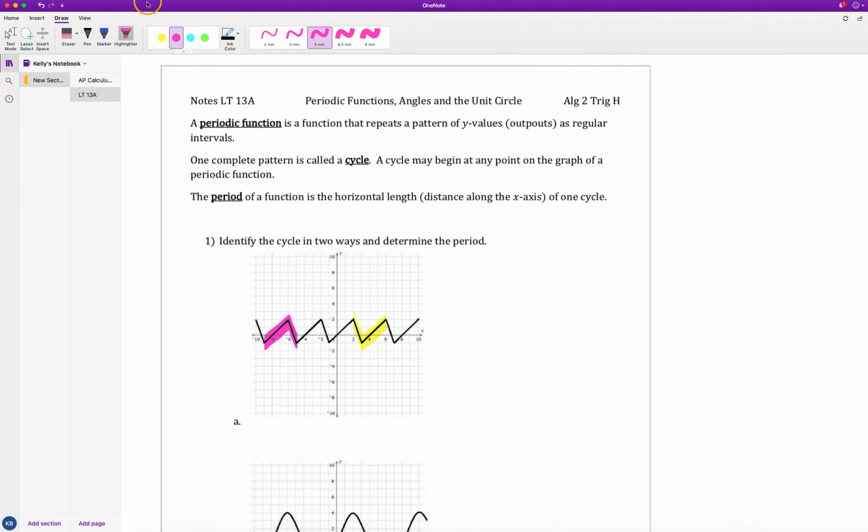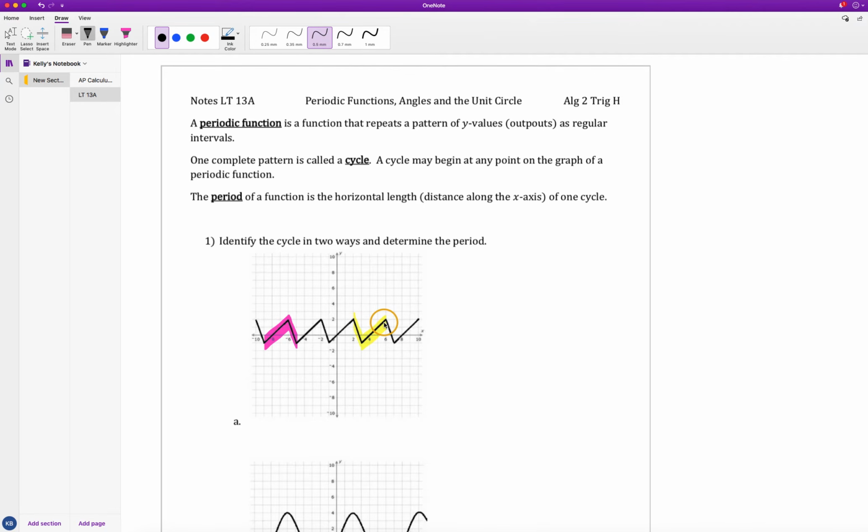Since periodic functions continue to repeat infinitely, it does not matter where a cycle begins or ends. I can choose any point. I just have to make sure I get the whole complete pattern. If I think about this with my stamp analogy, the pink portion here, if I were to take it and stamp it down again, I would get the next mountain, then the next mountain, and the next mountain. Likewise, I can do the same thing with the yellow one.